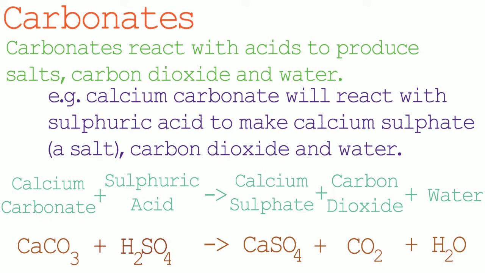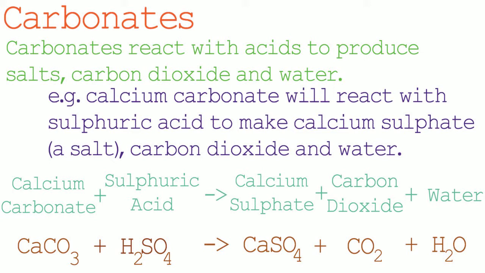The type of salt produced depends on the type of acid that the carbonate is reacting with. So let's suppose that rather than reacting our calcium carbonate with sulfuric acid, we react it with hydrochloric acid, we would get a chloride rather than a sulfate.